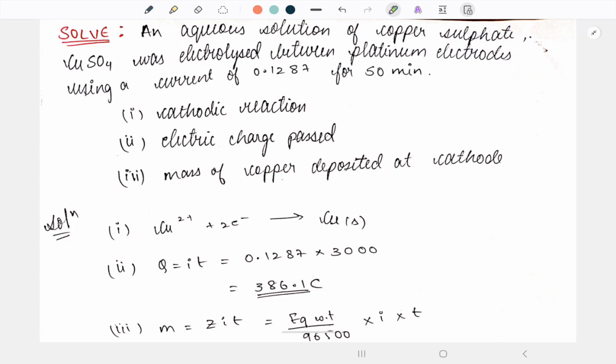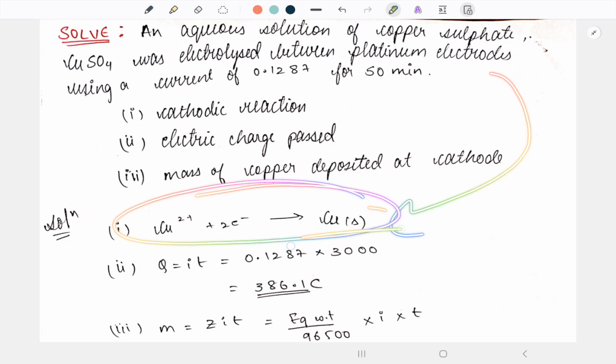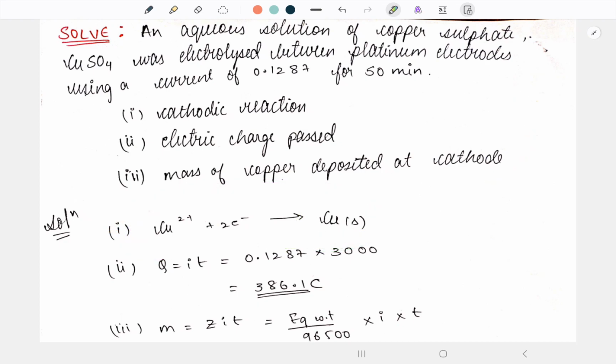The question is: an aqueous solution of copper sulfate, CuSO4, was electrolyzed between platinum electrodes using a current of a given amount for 50 minutes. We have to write the cathodic reaction, the electric charge passed, and the mass of the copper deposited at the cathode. Simply, the cathodic reaction will be Cu2+ (aqueous) plus 2 electrons gives rise to Cu (solid).